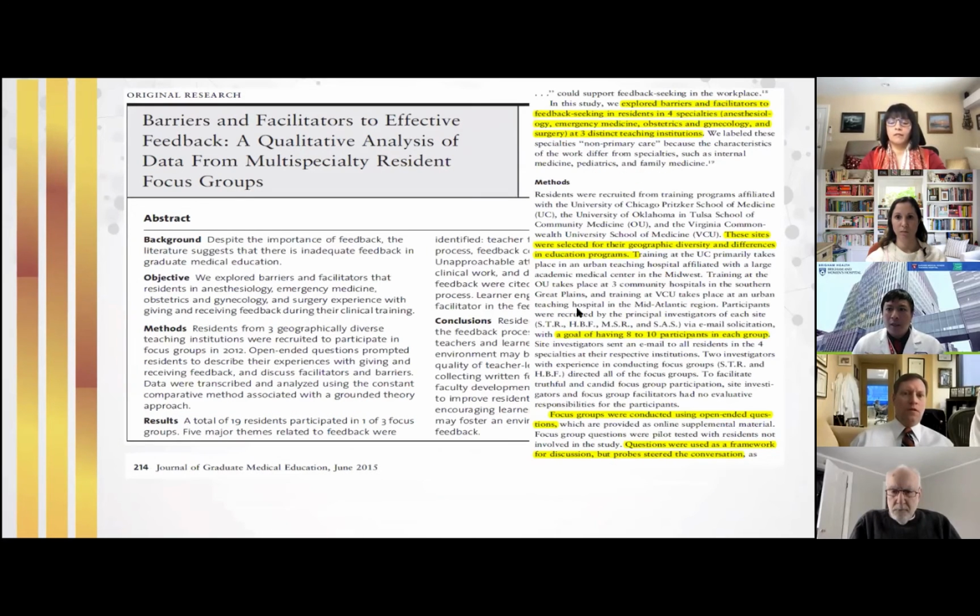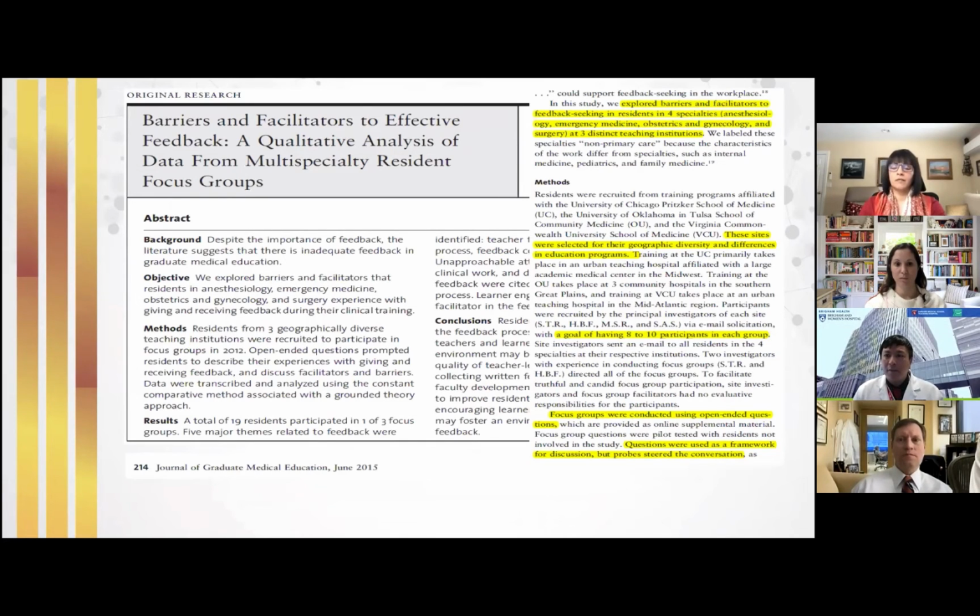So their main question was exploring the barriers and facilitators to feedback seeking in residents, looking at 4 different specialties: anesthesiology, emergency medicine, OB-GYN, and surgery, and looking at 3 distinct institutions. So here we see a nice cross-section of specialties as well as hospital and teaching settings for the question. The main reason this was done is to show that they have geographic diversity and differences in education programs. So that shows you you're casting a broad net.